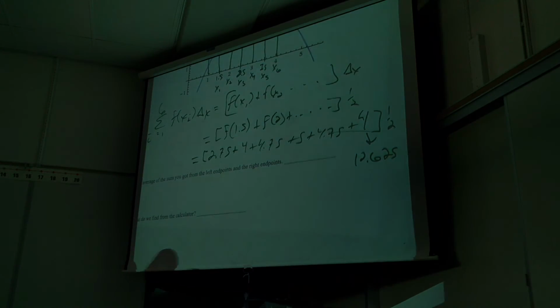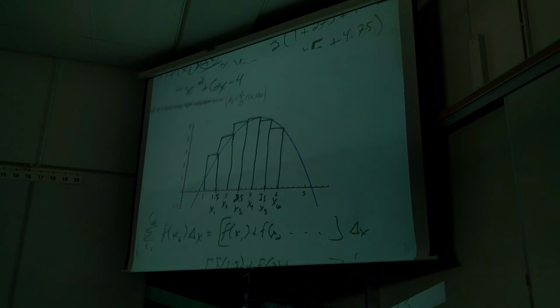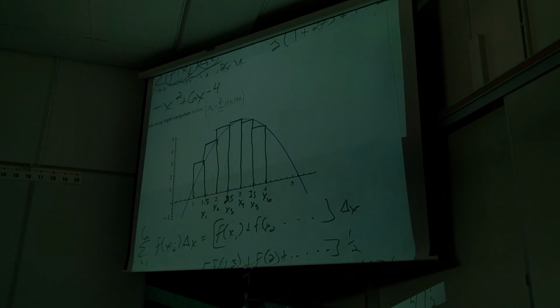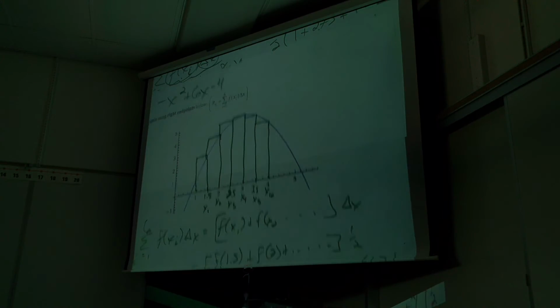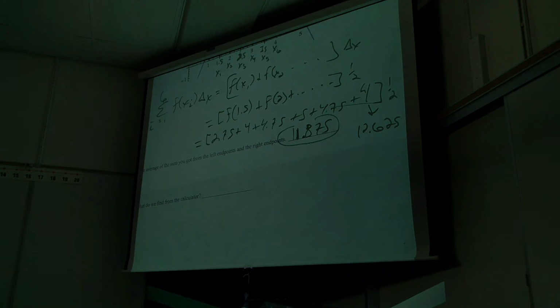Or just plug all that in. That's fine. What's the average of the two numbers we got? 11.875. So that is our official best guess based on using 6 rectangles. So here's the really cool thing.